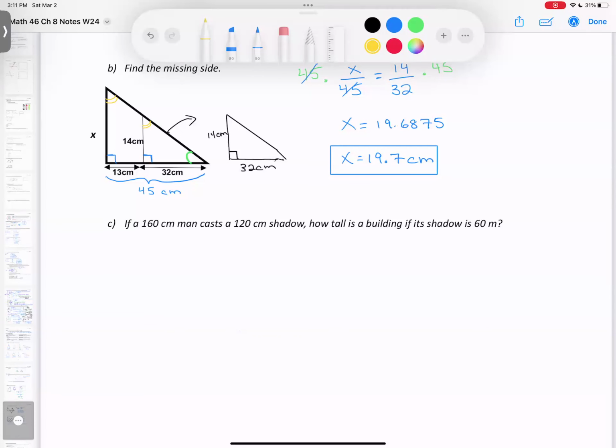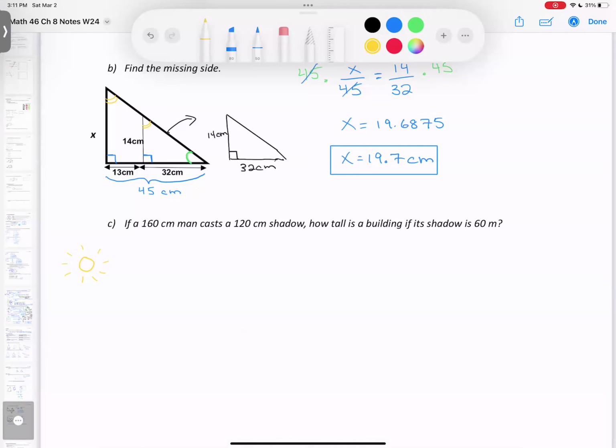All right, this last question here, take a minute to read it over. In this question, we're looking at shadows. What are shadows? Well, they're the amount that's being blocked by the sun. The object's getting in the way of the sun.